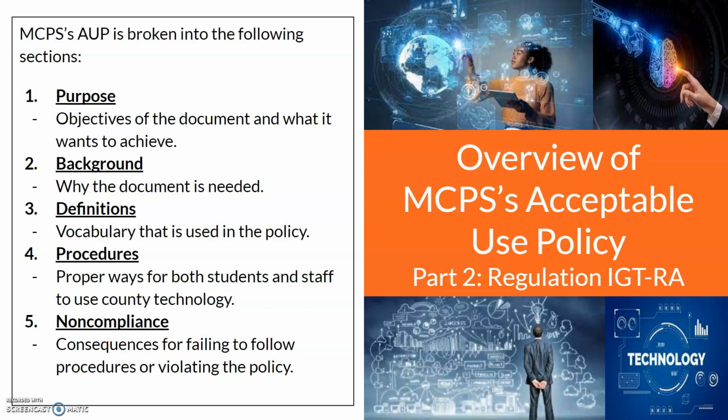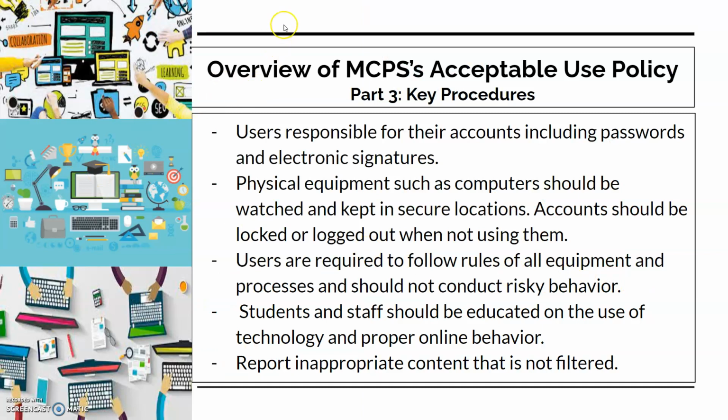So Regulation IGT-RA has 5 different sections. First, you have the purpose, or objectives of the document and what it wants to achieve; the background, why the document is needed; definitions, vocabulary that is used in the policy; procedures, which is kind of the more important part, and it addresses all the proper ways for both students and staff to use county technology. And then finally, non-compliance. This is also important to understand because this section lays out the consequences for failing to follow procedures or violating the policy. So some key procedures.